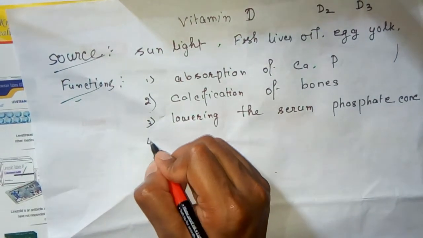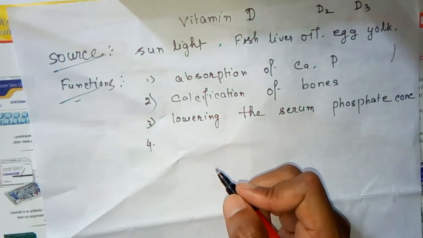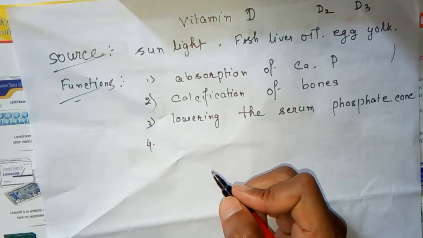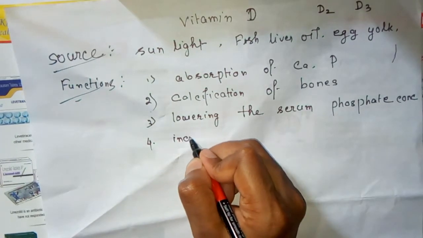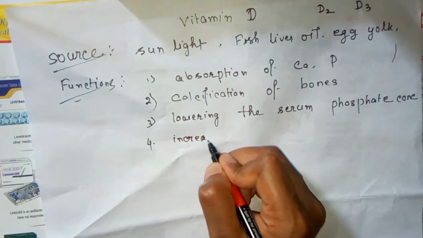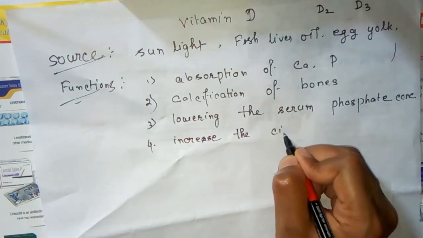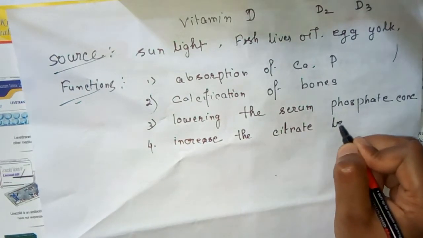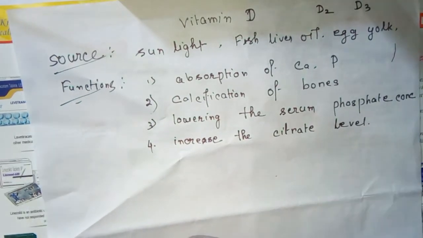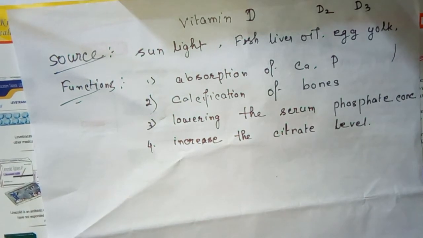Now function number four is that it increases the citrate level of blood, bone, kidney and heart tissues. Increase the citrate levels. So those are the functions of vitamin D.